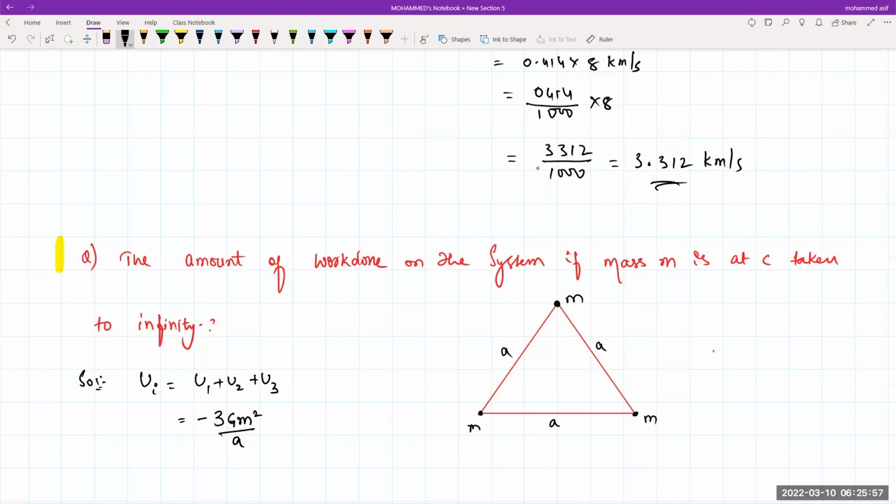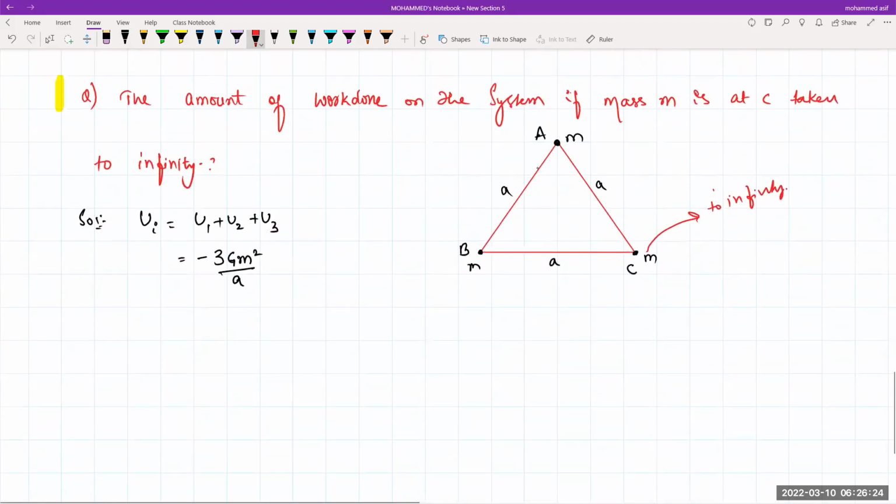Amount of work done by the system if the mass m is at your C. ठीक है, ये वाला पार्टिकल जो है ना C है, ये वाला ये है और ये वाला B है। अब हम लोग इस मास को क्या कर रहे हैं, इन्फिनिटी को लेके जा रहे हैं. We are taking this mass m to infinity. अगर हम लोग इसको इन्फिनिटी पे लेके जा रहे हैं तो फाइनल पोटेंशियल एनर्जी कितना आ जाएगा बेटा, U final will be equal to your minus of G into your m square divided by your a.